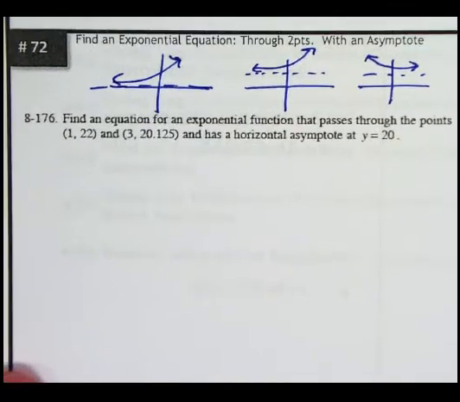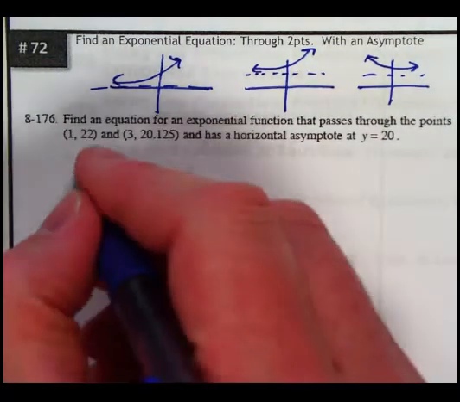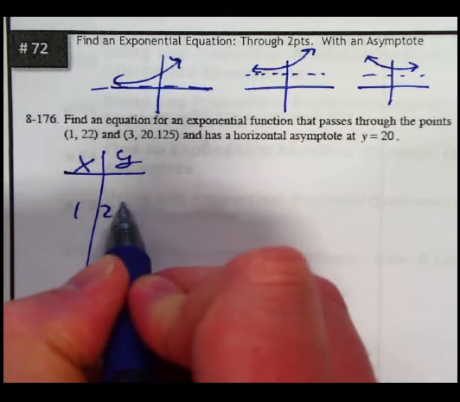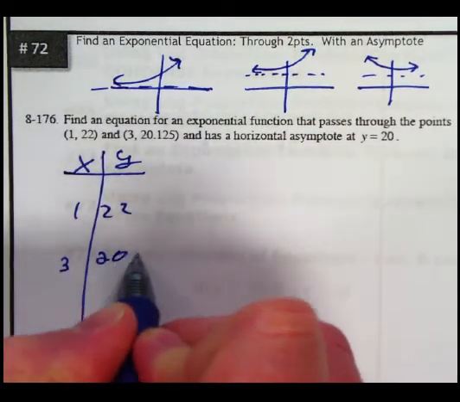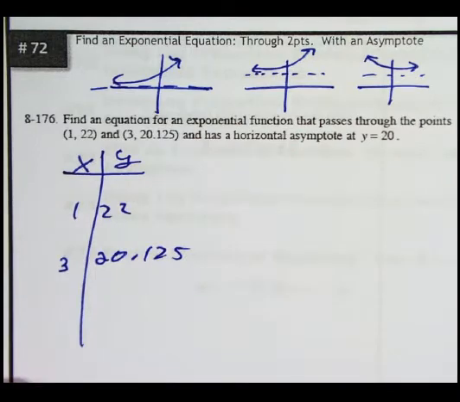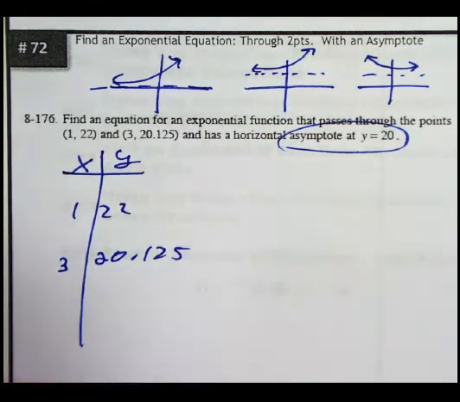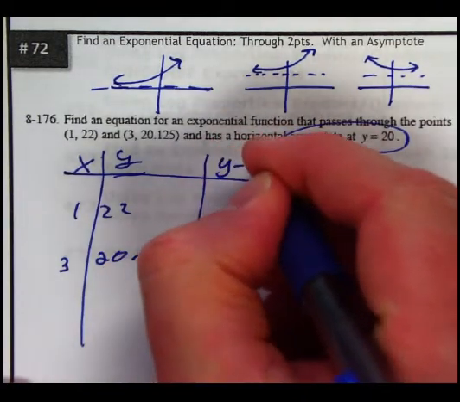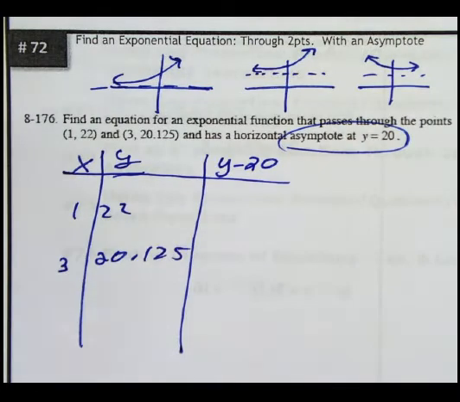The tool that we need to learn is that we need a third column in our table. Not only do we need an XY table for the data that they gave us, 1 is 22 and 3 is 20.125. That's all fine and great, but it says it has a horizontal asymptote at 20. That means it's kicked up 20. So what we need to do is create a third column in our table that's called y minus 20, and we need to build our equation from that.